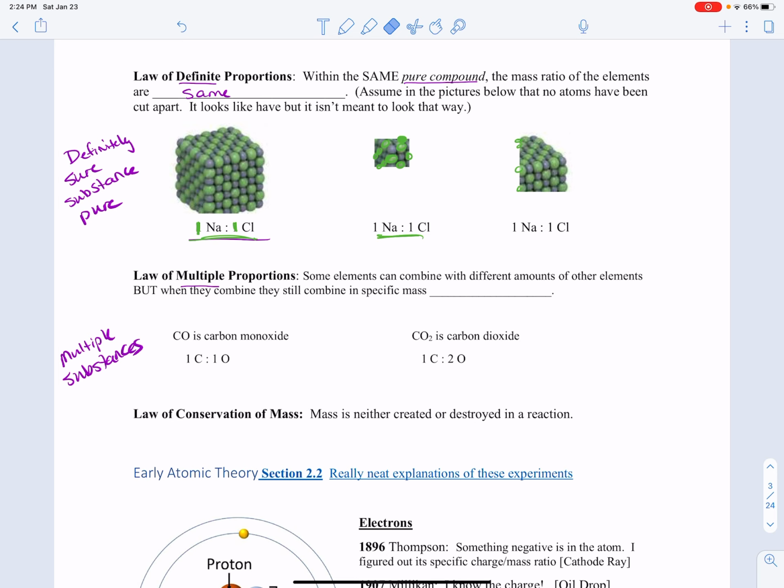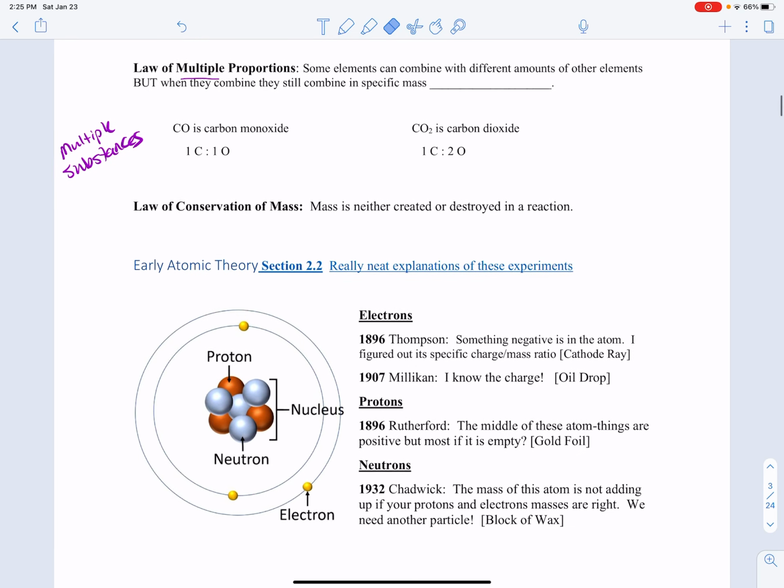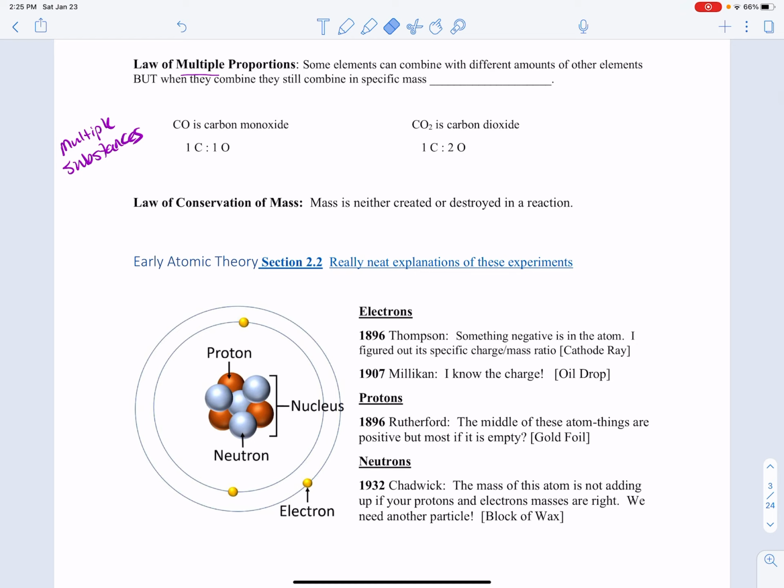So at the same time, they would do these comparisons when they knew they had similar things, but that they weren't the same. And so some elements can combine with different amounts of other elements. But when they combine, they still combine in specific mass ratios. So if you have multiple substances.